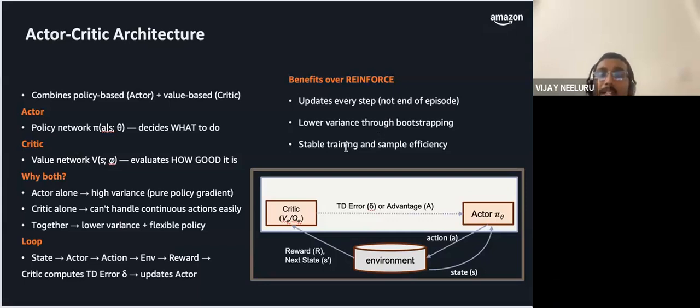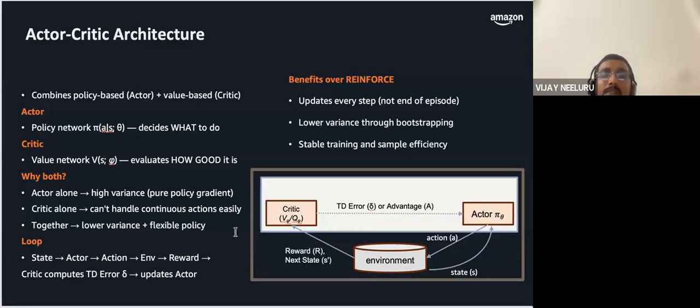Third advantage, stable training and sample efficiency. By combining the strength of policy optimization with the value function, we get the stability of bootstrapping without losing the flexibility of direct policy optimization. As you can see here, the actor alone has high variance, which is pure policy gradient, and the critic alone can't handle continuous actions easily. But combining both, we can have lower variance with a flexible policy. Sample efficiency drastically reduces the volume of action-environment interaction data needed to arrive at an optimized policy.